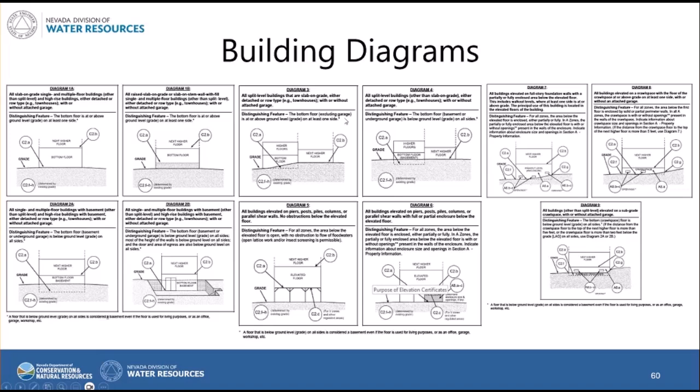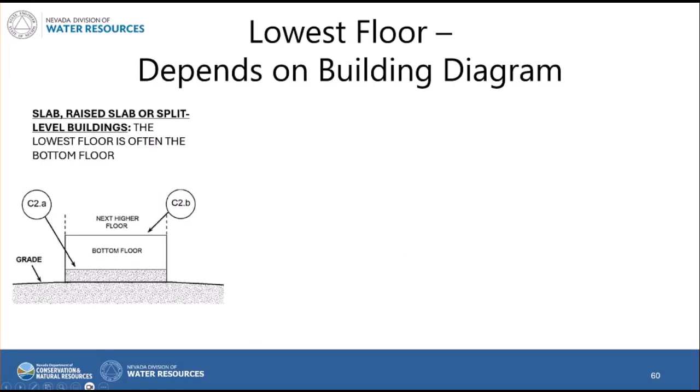2 and 4 are basements. And remember, these are not allowed as new construction or substantial improvement in most communities, because basements or areas that are fully below grade on all sides are not permitted.